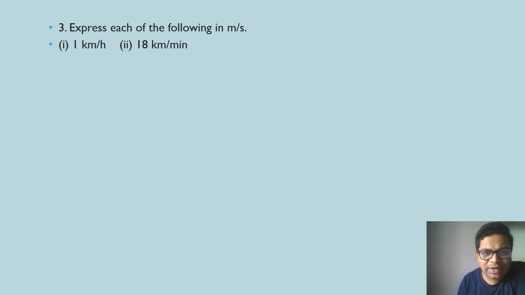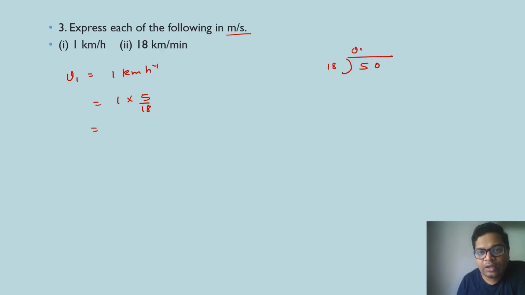Here we have to express in meter per second. The first velocity is 1 kilometer per hour. So that is 1 into 5 by 18. Now we can't leave this as a fraction, so we have to bring it into a decimal. If you divide by 18, it is 0 point, and here if you take 2's, that will be 36 and this will be 14. So that will be 140.